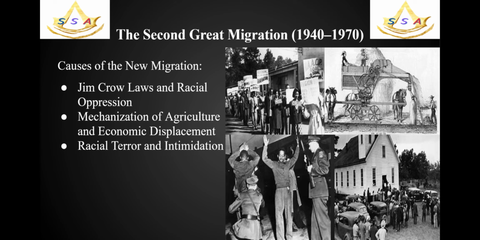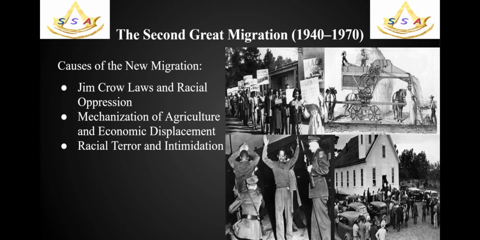And you also had racial violence, which remained a constant threat, with the lynchings and the mob attacks terrorizing black communities. According to the NAACP's records, between 1900 and 1940, 3,400 African Americans were lynched in the South, creating a climate of fear that spurred migration.